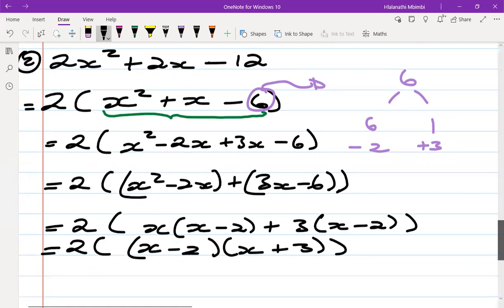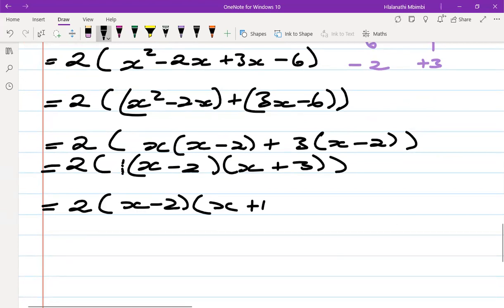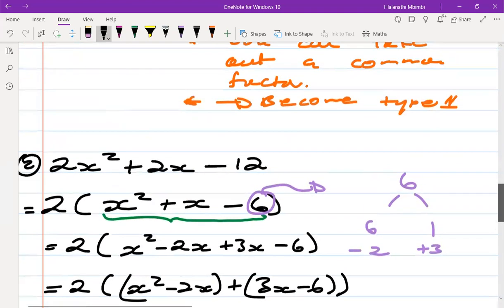Now you have too many sets of brackets. Perhaps you don't need the very outer brackets. So you can multiply the 2 inside with this 1 that is here. And then you'll have 2 times (x minus 2) times (x plus 3). And you are done.